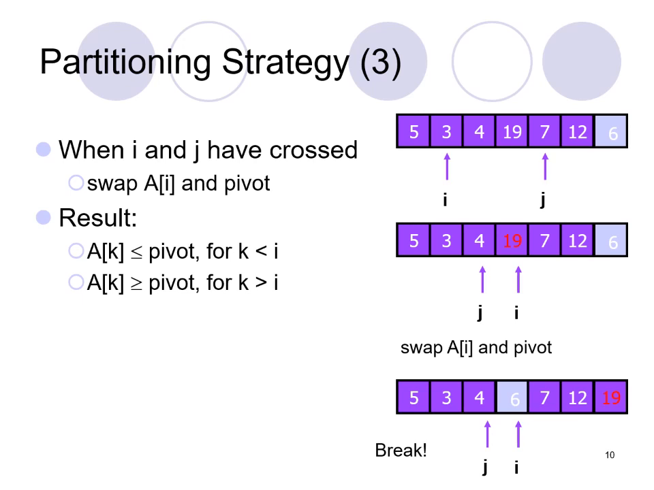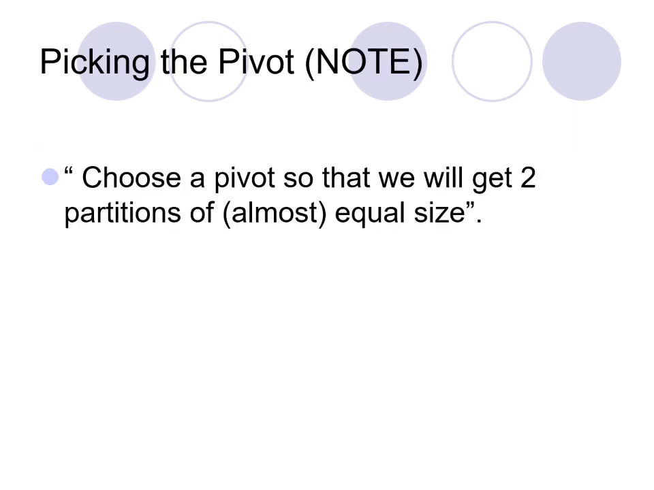When i and j have crossed, swap A of i and pivot. And the final result is A of k less than or equal to pivot for k less than i, and A of k greater than or equal to pivot for k greater than i. While picking the pivot, choose a pivot so that we will get two partitions of almost equal size.